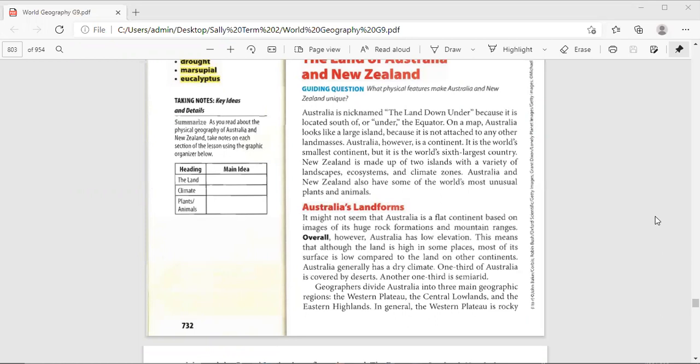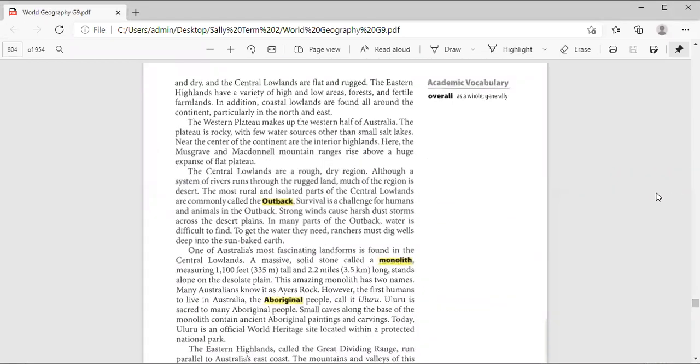Who can start with the first part? Who can describe the first region, the Western Plateau? Choose any region and start by describing it. We said the main geographic regions are the Western Plateau, Central Lowlands, and the Eastern Highlands. Let's start by describing the Western Plateau. Can you describe the nature of the land there and also the climate if it's found? The Western Plateau makes up half of Australia and it's rocky with few water resources. Yes, the Western Plateau is very rocky and dry, with little water sources.